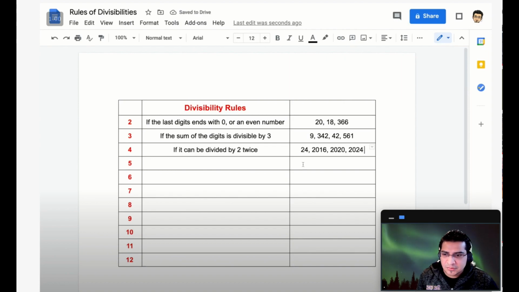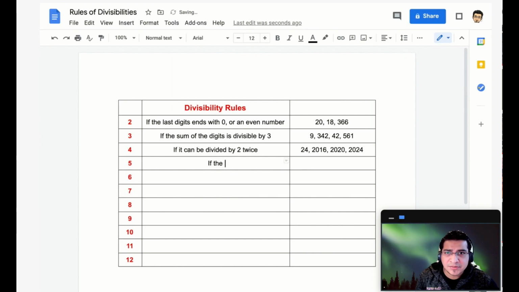All right, let's go with number 5. It's pretty easy, but it's still important to talk about. If the last digit ends with 0 or 5, then the whole number is divisible by 5. For example, 60, that's 12 times 5. See how it ends with 0. 155 ends with 5, so we know it's divisible by 5. 625 is divisible by 5. That's pretty easy.